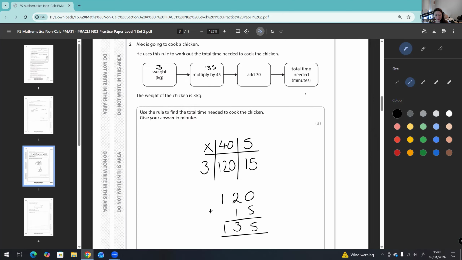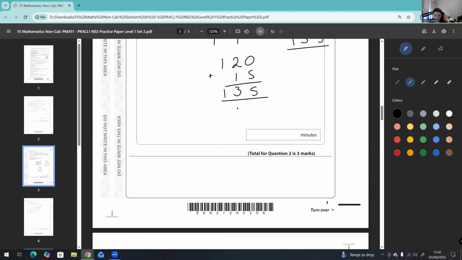We're now going to add 20. 1, 3, 5, add 20. 5 and 0 is 5. 3 and 2 is 5. 1 and nothing is 1. So our total time needed is going to be 155 minutes. It says give your answer in minutes, so we don't need to worry about converting it. So that is going to be our answer.